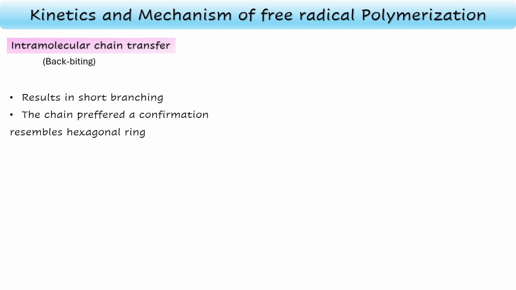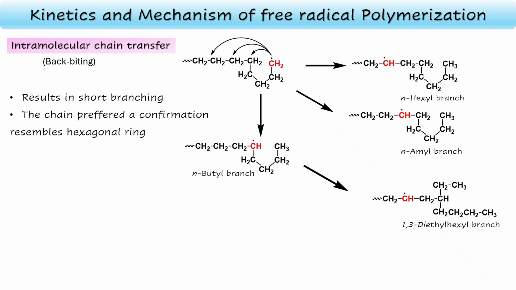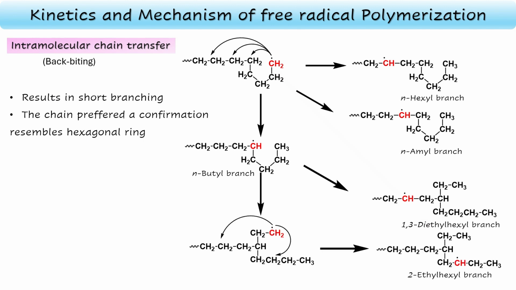The reason for short branching is that the chain end prefers a conformation resembling a stable hexagonal ring, as shown in this scheme. There are several possibilities for the radical to attack back on any carbon of the same chain. This results in different lengths of short branching as the polymer starts growing from the new site. Some of the possible branching patterns are shown in this scheme.